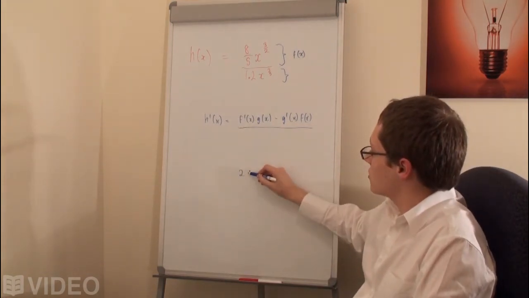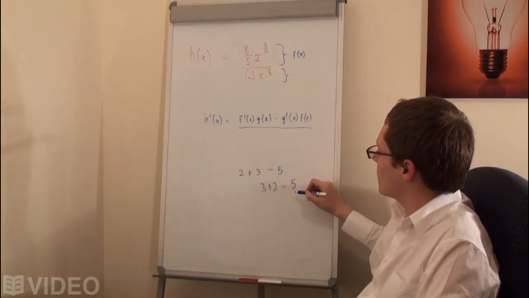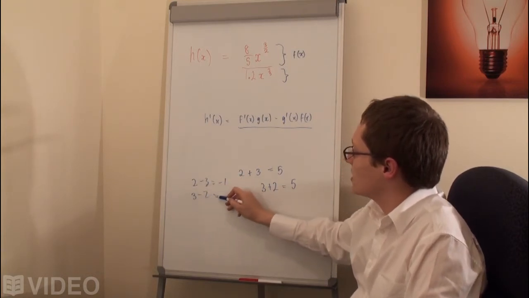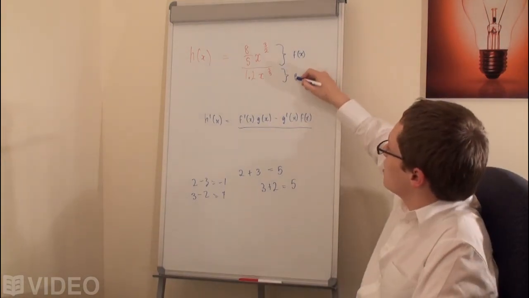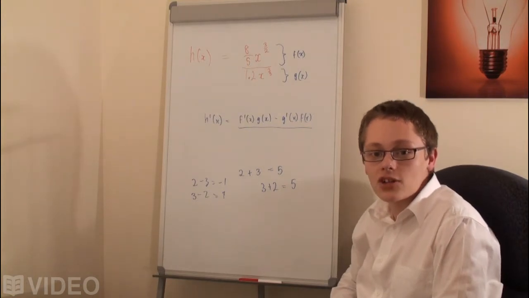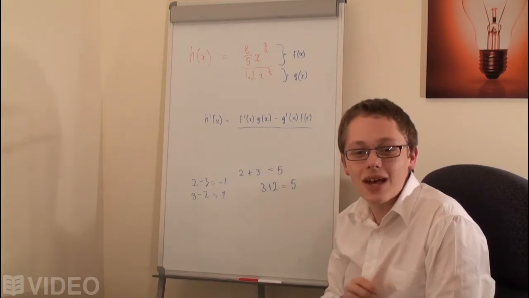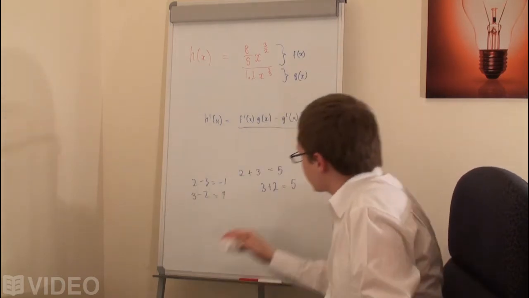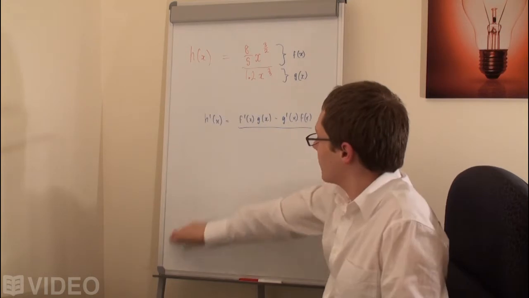Because, let's think about it, 2 plus 3 equals 5. 3 plus 2 also equals 5. But if we have 2 take 3 equaling -1, that's not the same as 3 take 2, which equals +1. And that's why it's important to recognise which one's the f of x, which one's the g of x, within the bigger function, h of x. Again, these are like two mini functions in themselves, but they're all combined into one big function, the h of x. So now, we differentiate.